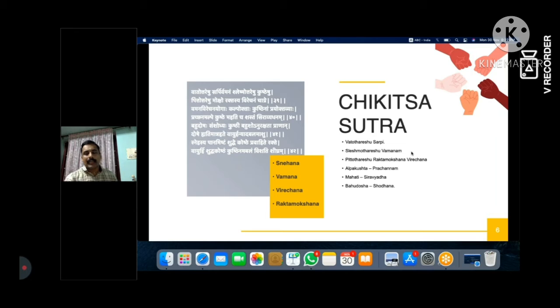Ishat Sneha and Dravaguna are also among the natures of Pitta. But if you understand the physiology of the Tridoshas, Acharya Chakrapani says that Pitta is again of two types: Sadrava Pitta and Nirdrava Pitta.